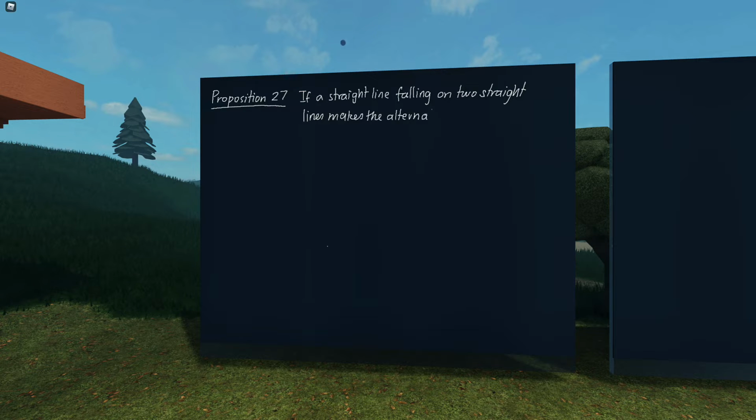Okay, welcome everyone. So we're up to proposition 27. Proposition 27 says, if a straight line falling on two straight lines makes the alternate angles, and I'll define that, equal to one another, the straight lines will be parallel.